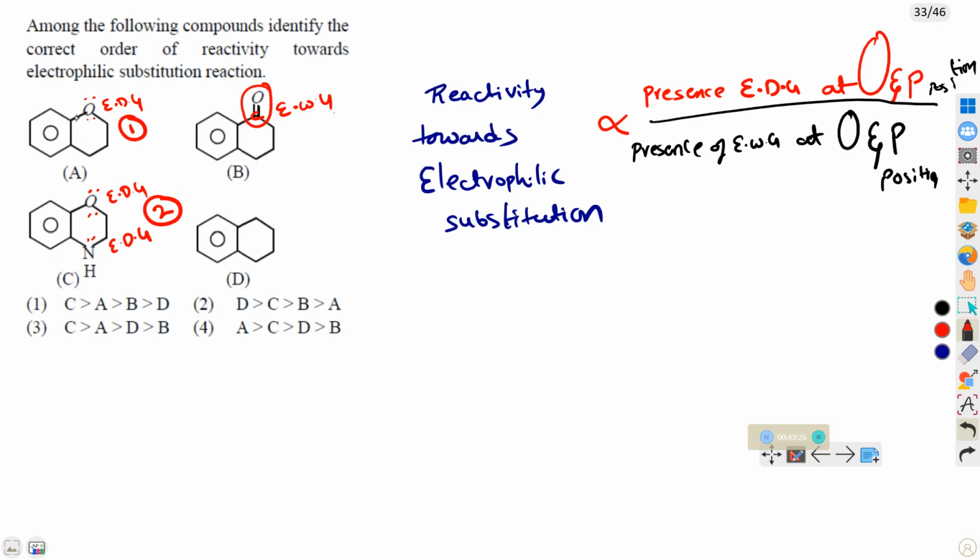With respect to the ring, this is at the ortho position. So C is more reactive, then A, then D, then B. Third option is correct.